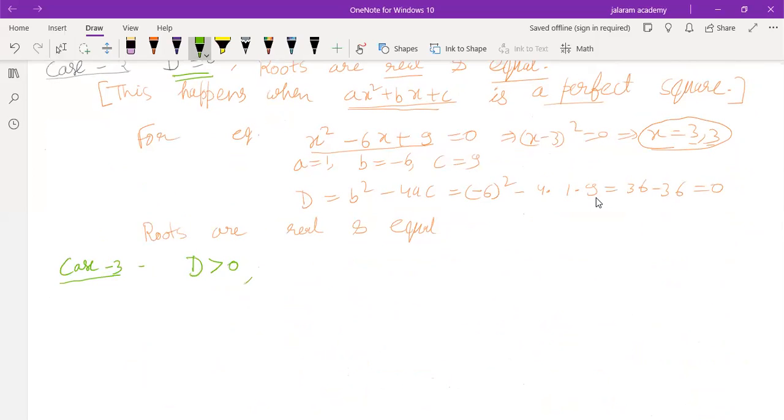Okay. And when discriminant is greater than 0, look at the Sridharacharya equation: minus b plus minus root b square minus 4ac upon 2a. Once it is added to minus b, root b square minus 4ac, and second time it is subtracted from minus b, and then divided by 2a. So the answers will be different. So it will give real and distinct roots. Okay. So when discriminant is greater than 0, real and distinct roots will exist.